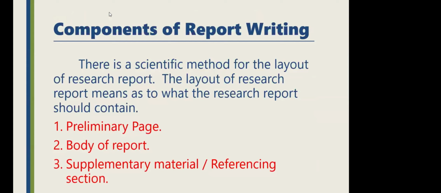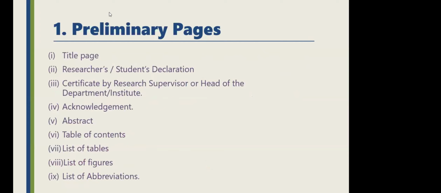And next, we'll move on to the components. This is the main part of report writing. What are all the contents inside it? When you submit a report, it should be in this format only. Now let's look at the components of the research report in APA style, that is American Psychological Association style. The layout of the research report, as to what it should contain: first is the preliminary pages, second is the body of the report, and the third one is supplementary material or the referencing section.